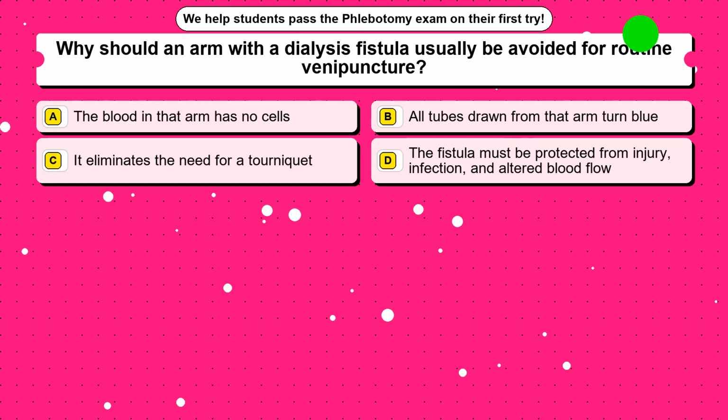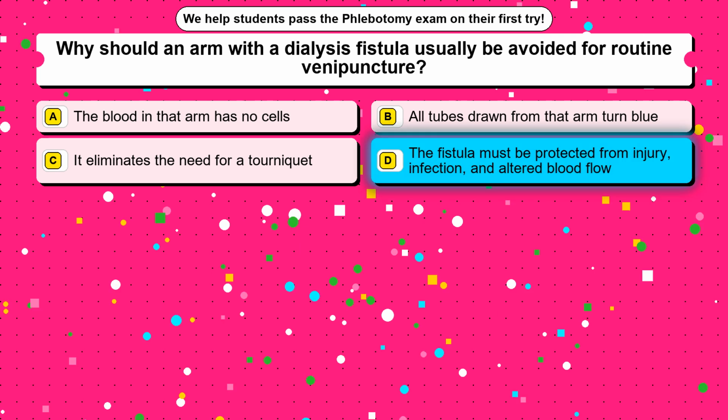Question 40. Why should an arm with a dialysis fistula usually be avoided for routine venipuncture? Option A. The blood in that arm has no cells. Option B. All tubes drawn from that arm turn blue. Option C. It eliminates the need for a tourniquet. Option D. The fistula must be protected from injury, infection, and altered blood flow.